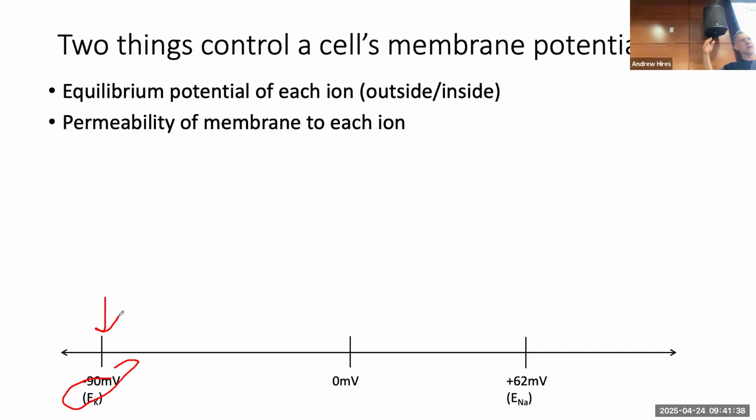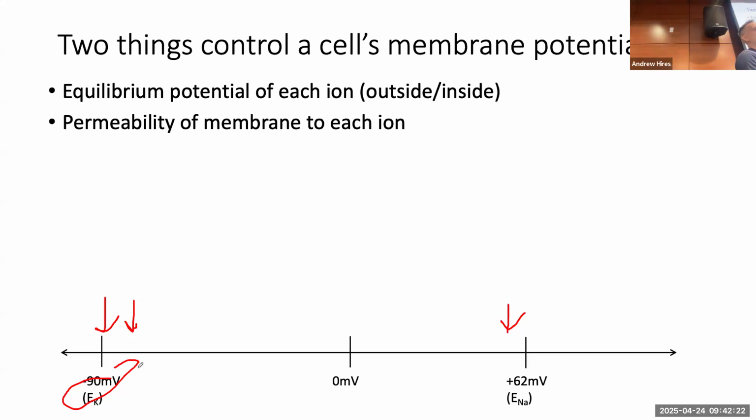If we only had sodium channels open, and no potassium channels, then our membrane potential would be here, plus 62 millivolts, because it's only permeable to sodium. What would happen if we only had chloride channels open? Well, we just calculated the chloride equilibrium potential, that was like negative 85. So it would sit down here, around negative 85. Now, in a normal cell at rest, there's not only one set of ion channels that are open.